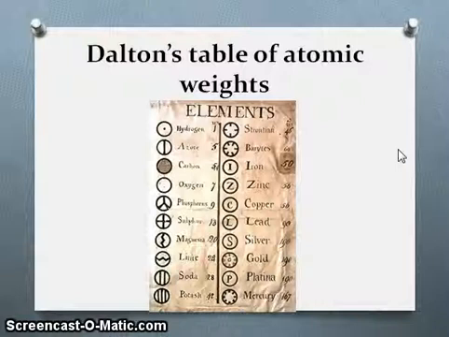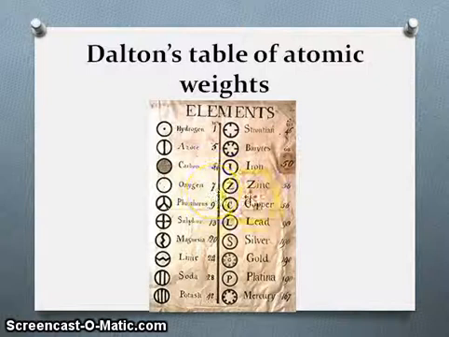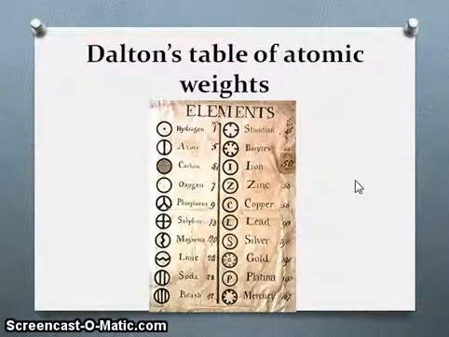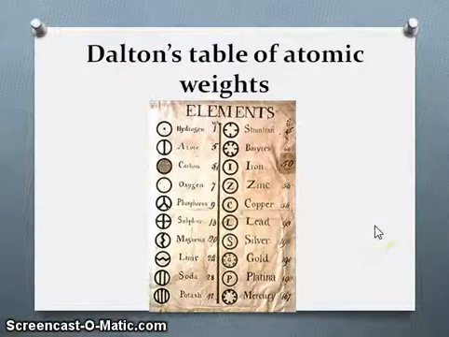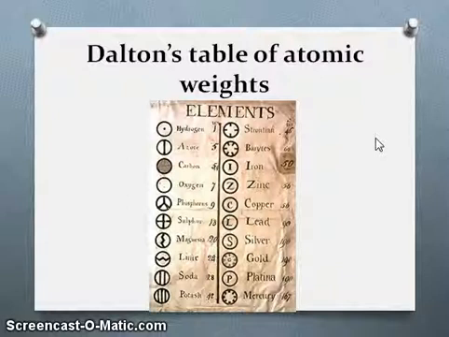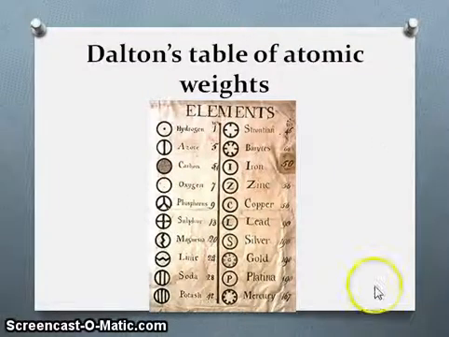The first elements he worked with were hydrogen and oxygen right here, to which he gave a 7. He also worked with nitrogen, carbon, sulfur, and phosphorus as well. Later on, he started adding more elements, as we can see here. So this was also published in 1808, and it's a very advanced work for his time.